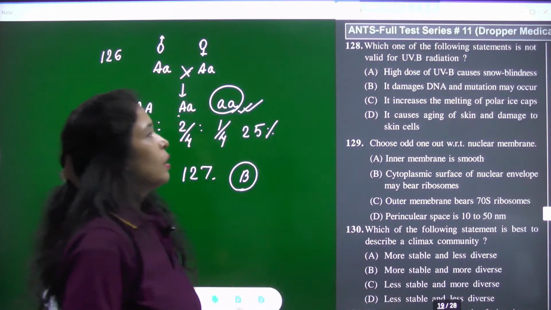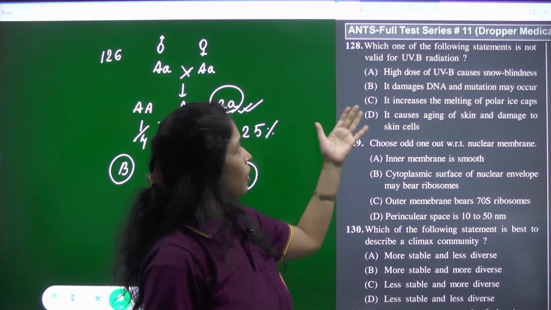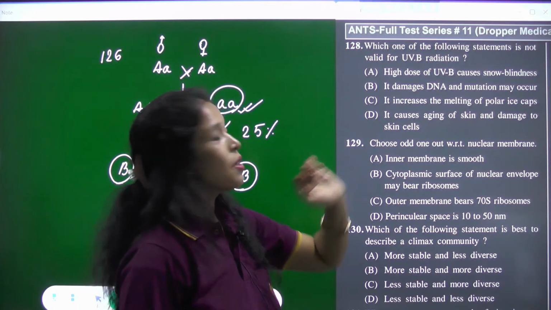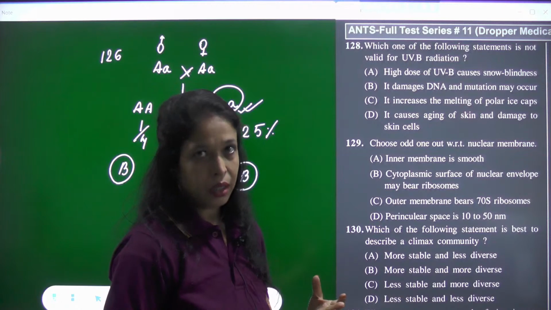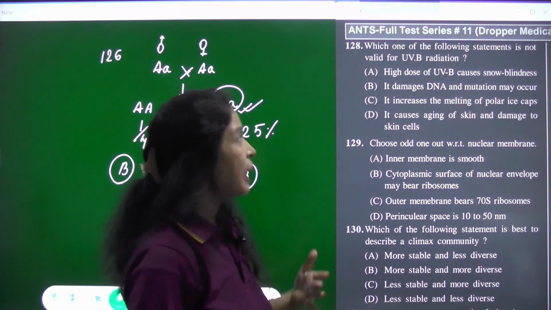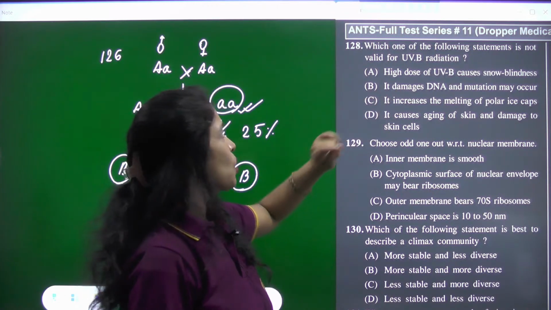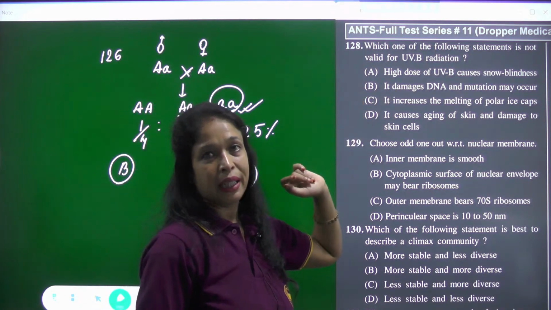Okay, so this question is given on the effect of UVB radiation. Which one of the following is not valid? Not valid, not the symptom for UVB. So देखते हैं पहला ऑप्शन क्या दिया है? High dose of UVB causes no blindness.